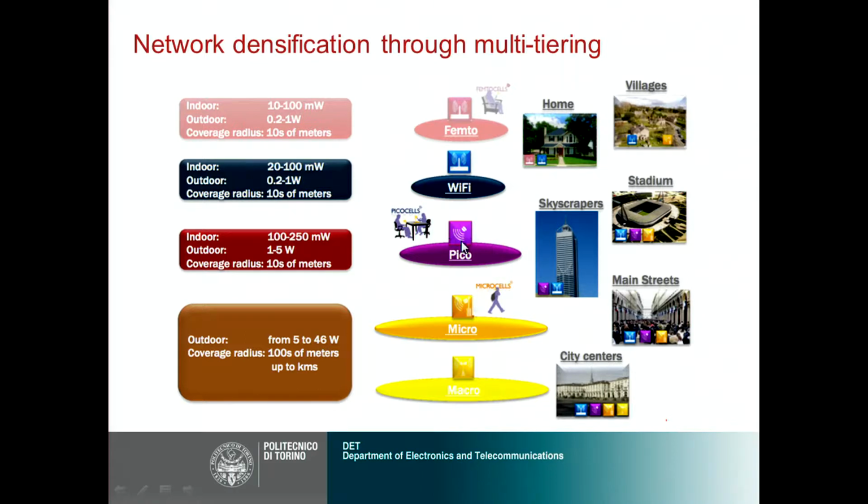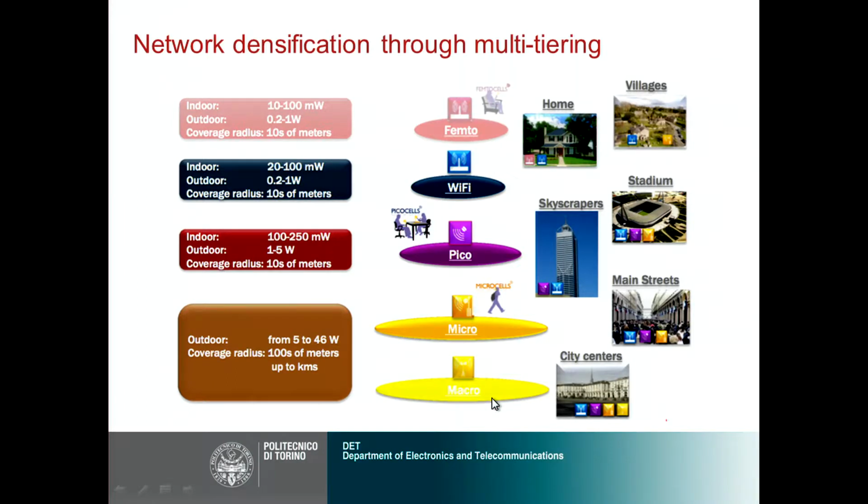Then there is the case of picocells. Picocells are not home cells, they are public cells. They are usually found in areas where you have large gatherings, such as stadiums, squares, shopping malls, or airports. In these areas, you need to have a very densified coverage because of the large number of people that may be going about at specific times usually. So in stadiums when there's a game, or in a shopping mall during the opening times.